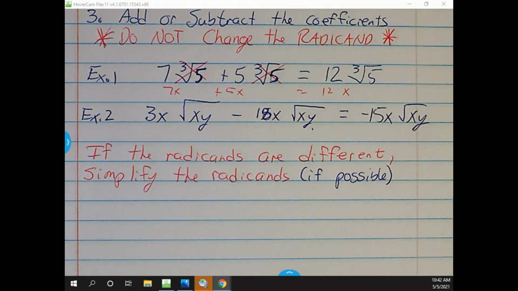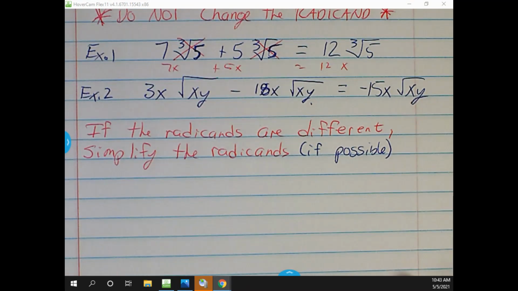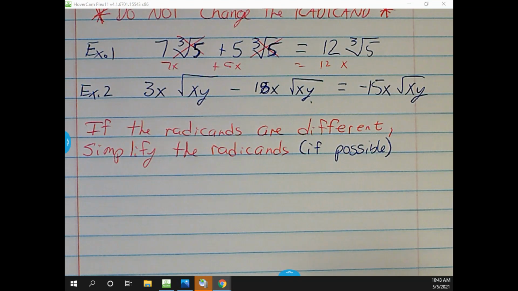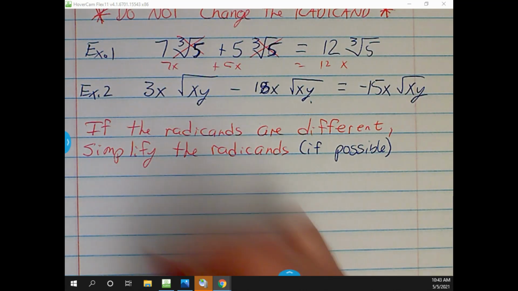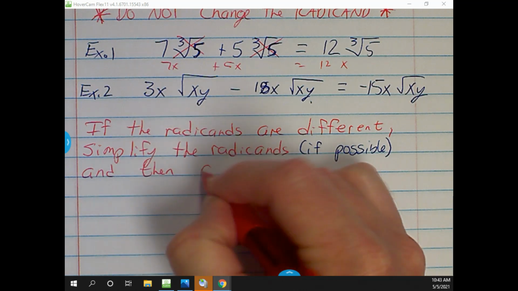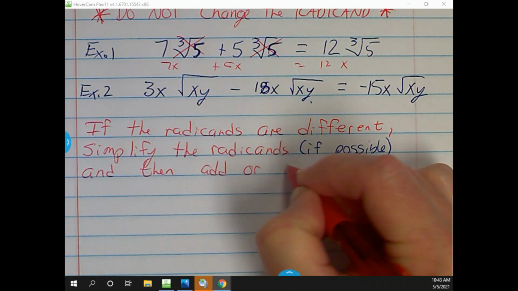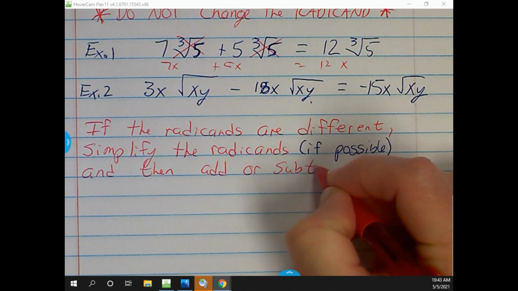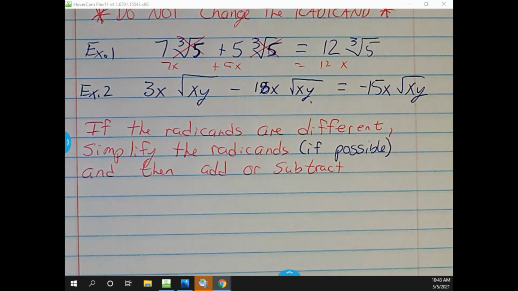I doubt it, but they might get sneaky on some of these problems and give you a problem that if you break it down, there's still nothing that really works for this thing. So if the radicands are different, simplify the radicands if it's possible, which in most cases it should be, and then add or subtract if possible.